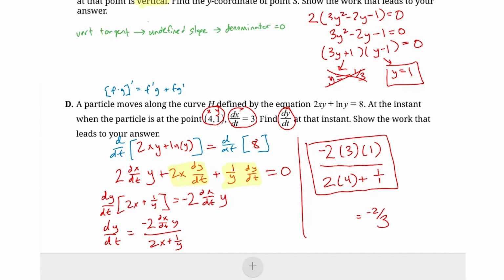And that is going to wrap this up. We've now done all the free response questions on the 2025 AP Calculus AB exam. Hopefully you feel pretty good about your answers here if you took this last week.